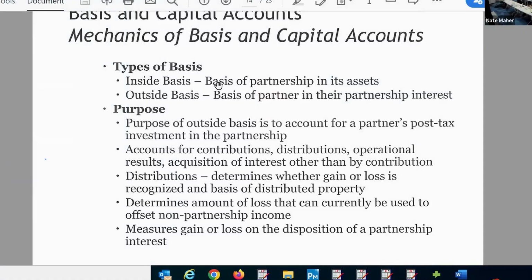Types of basis, inside basis and outside basis. Purpose of outside basis: to count post-tax investment, contribution, distribution. Okay, let me make sure. So talk about outside basis on the next page. I don't know. Okay, I'm just going to talk.